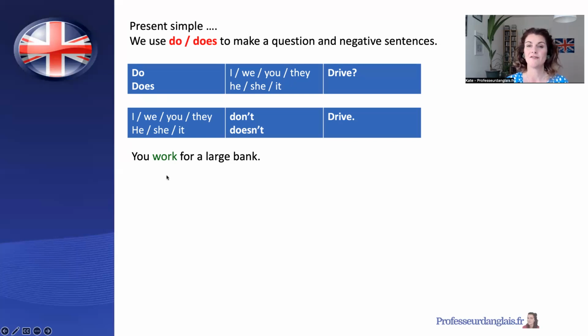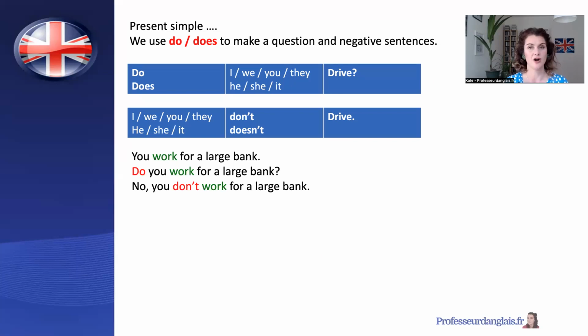For example, here's my present simple question. You work for a large bank. In question form, do you work for a large bank? And in its negative form, no, you don't work for a large bank. Let's look at another example. He speaks Japanese. In question form, does he speak Japanese?